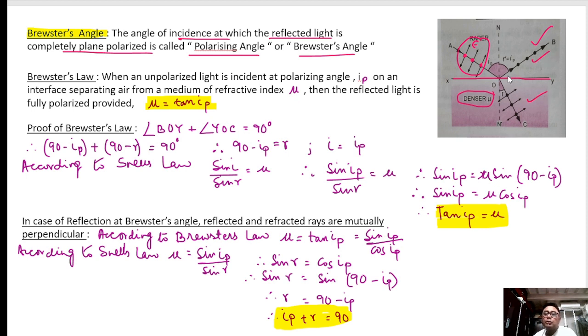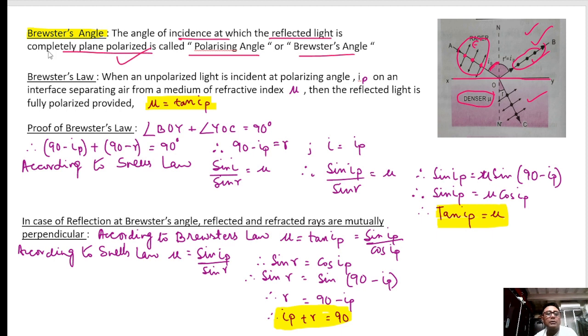They should be at the angle at which the reflected light is completely plane polarized. So see, this is the plane polarized light, that means you have only one field component here. That angle is called the Brewster's angle. Unpolarized light reflected back as plane polarized light, so that angle will be called the Brewster's angle.